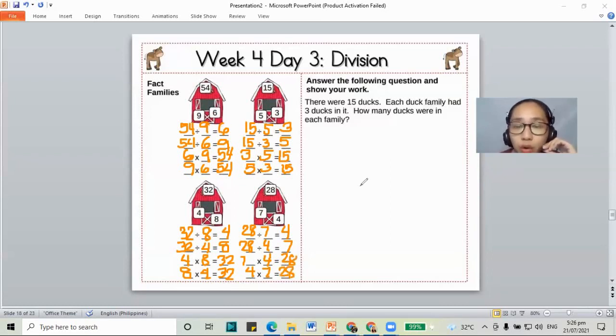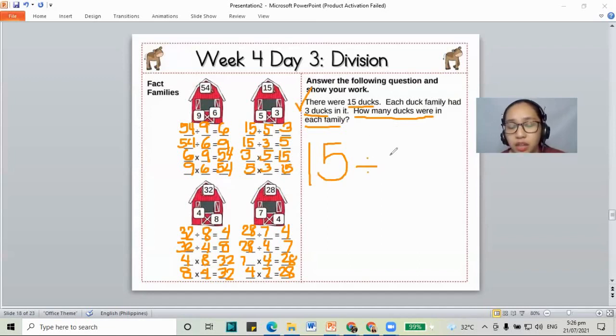And how about our problem? Are you ready? Let's read it together. There were 15 ducks. Each duck family had 3 ducks in it. How many ducks were in each family? Now this one, we have to do division. Bigger number first, 15, divided by the division sign, divided by 3 is equal to, let's go back to the fact families. We already know 15 divided by 3 is 5.